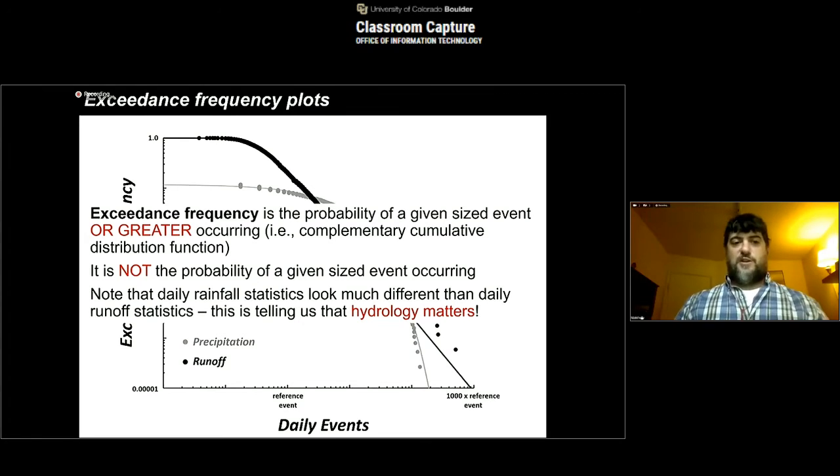And like I just said a moment ago, there's clearly a lot of science to do here, because you can't simply look at rainfall statistics to tell you what the runoff statistics are going to look like. And this is really just telling us that we need to understand something about hydrology.